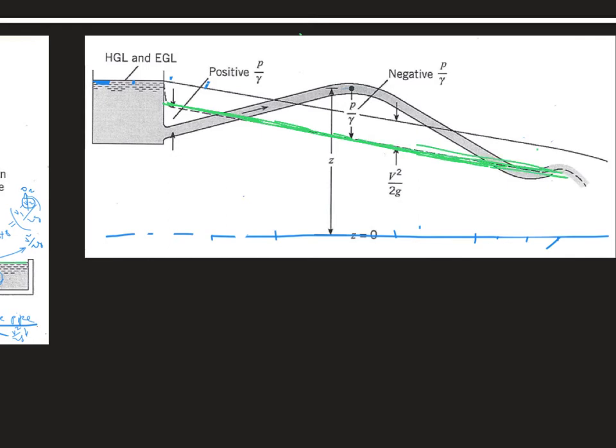I want you to remember that the HGL equals P on gamma plus Z. So when Z is above the HGL, as happens in this whole middle portion here, where the Z is measuring to the middle area of this pipe, you can see all the way in here that P on gamma is below the HGL, because Z is above the HGL. So the pressure all through here, oh, that is way too thick, the pressure all through here is negative.